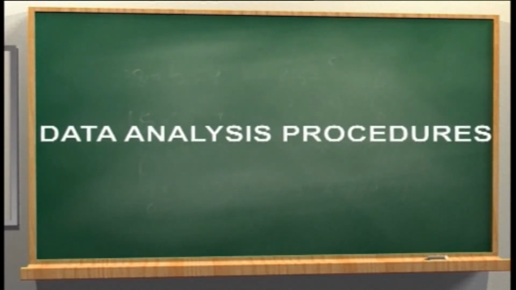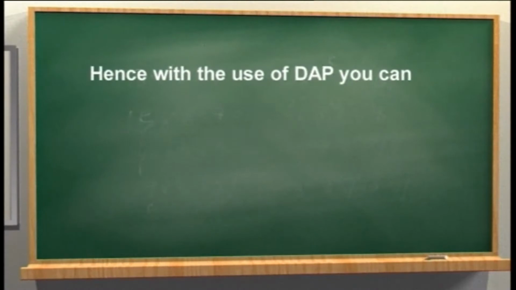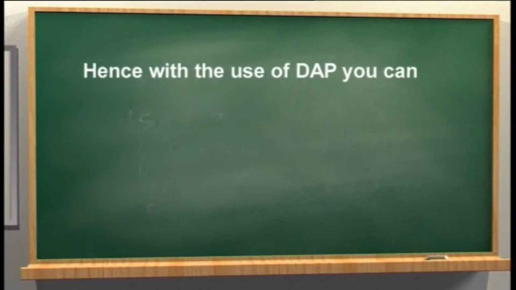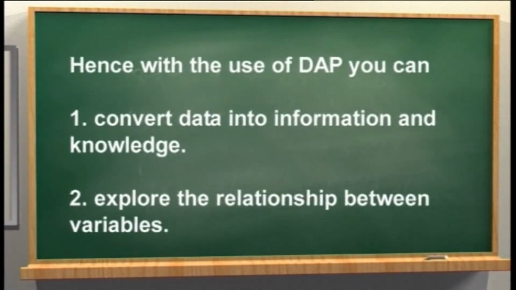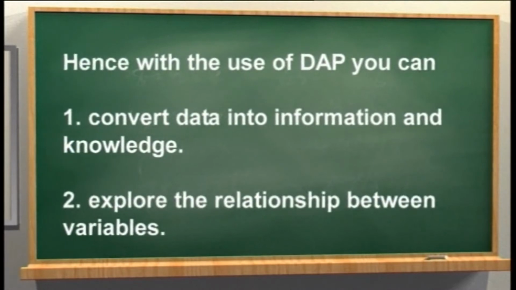What are the data analysis procedures? Once you have selected the topic of research and have gone through the process of literature survey, established your own focus of research, selected the research paradigm and the methodology, and prepared your own research plan and have collected data, the next step is analysis of the data collected before finally writing the research report. Hence, with the use of data analysis, you can convert data into information and knowledge and explore the relationship between variables.